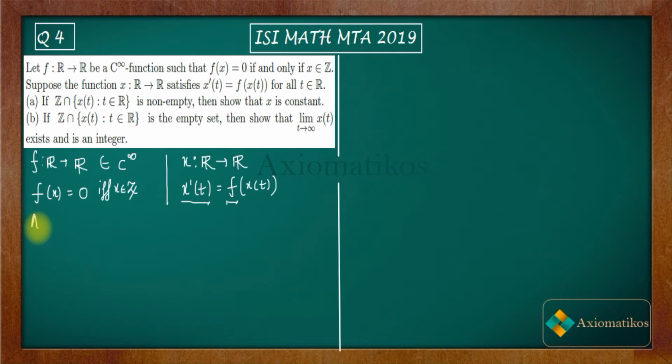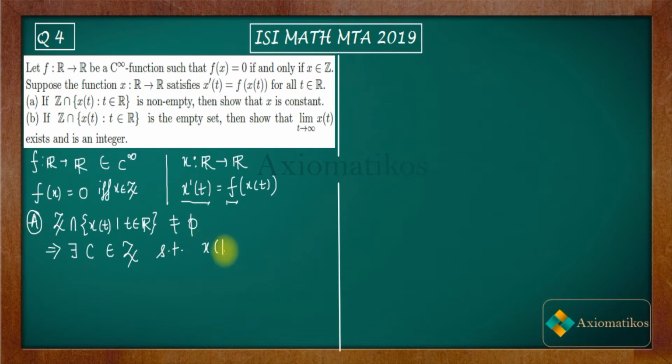Alright, so this is your part A, and they said that if Z intersection x(t) is non-empty, is not equal to phi. What is the meaning of this? It has a simple meaning that there exists c belonging to their intersection. That means there exists c belonging to Z such that x(t) is equal to c for some t. So this is the actual meaning of the intersection being non-empty. Now what you have to do is show x is constant.